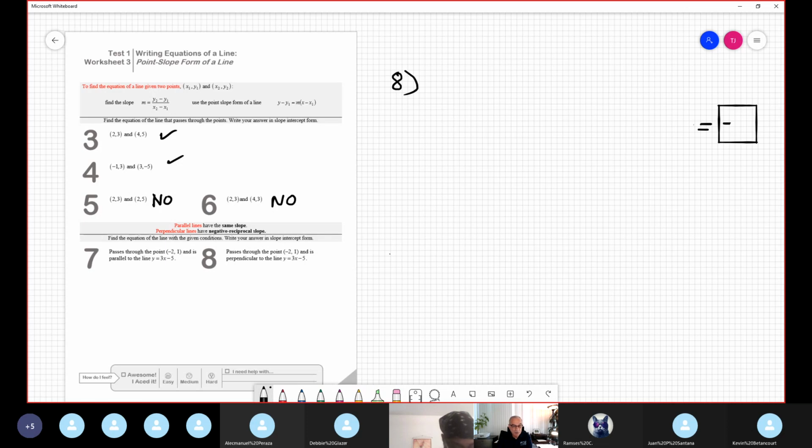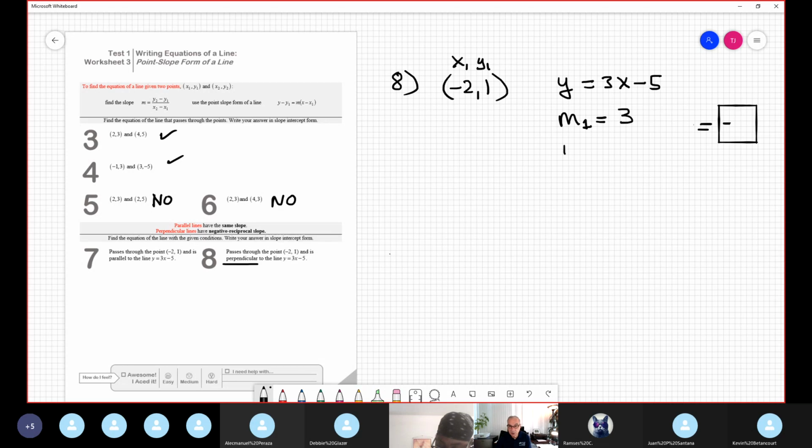Okay, it's giving the point again. By the way, it's the same point: negative 2, 1, so x1, y1. And the line is the same: y equals 3x minus 5. You determine the slope of this line is 3. But now the keyword is perpendicular.